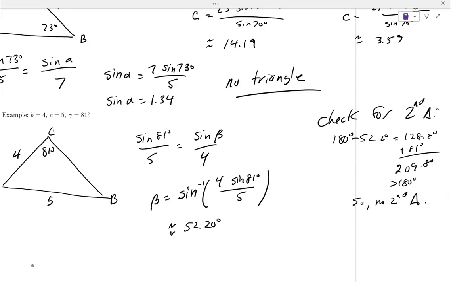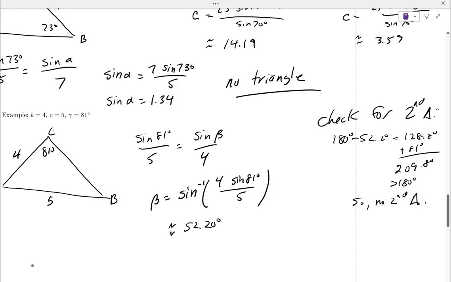So again, the steps are: take the supplement of the angle we just found, subtract it from 180, and add it to the angle we're given. If it's less than 180, there are 2 triangles, so you need to find both sets of information. If it's greater than 180, there's no second triangle. You just have to go back to the original and you're done. Okay.